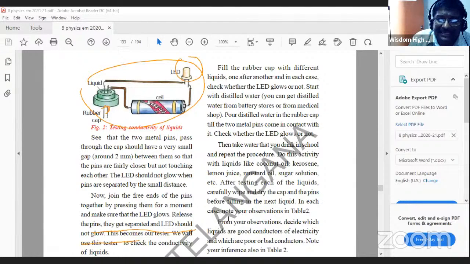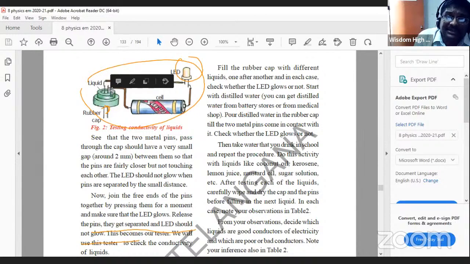Previously, we replaced the safety pin with a strip of paper, a graphite pencil and a rubber eraser. Whether we replace it or not, here we may take different kinds of liquids. We should take different kinds of liquids. The rubber cap of the injection bottle should be filled with different liquids, and we observe.